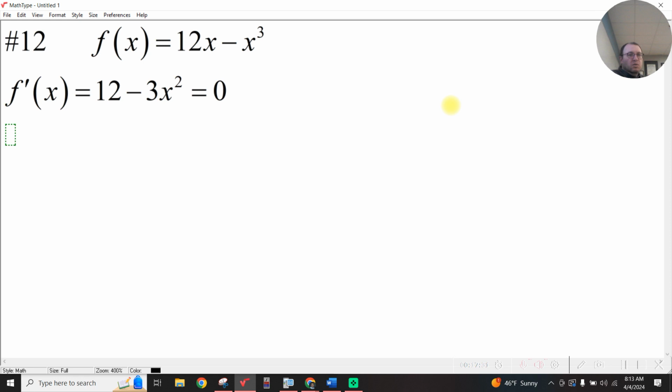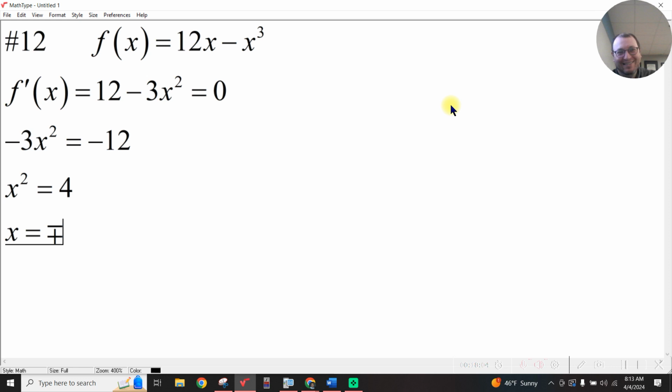How do I solve that? Negative 3. Yep, that's negative. What that plus-or-minus sign is used for is mainly formulas: whatever sign was there, you switch it. So whatever was positive, you make negative, and whatever is negative, you make positive. That's all that means. All right, so x equals plus or minus 2. Those are the critical points.